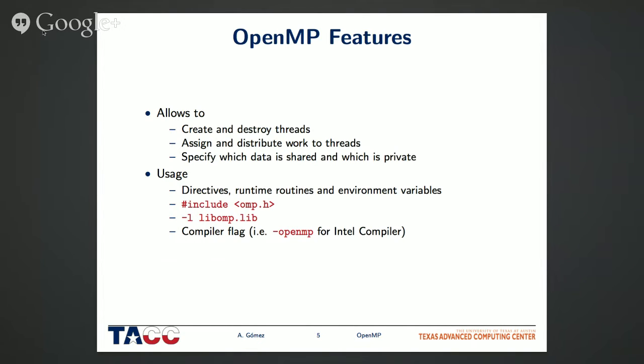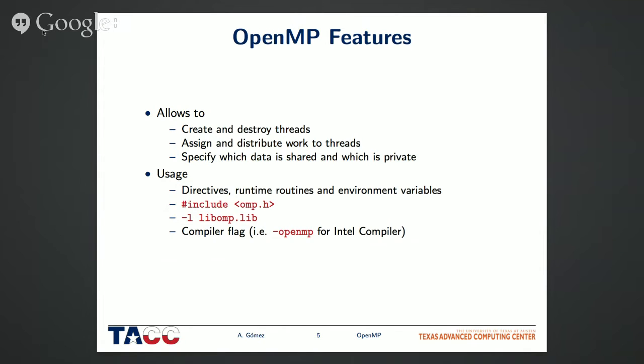So OpenMP is going to allow you to create and destroy threads in a very easy way. Compared to other approaches like pthreads, OpenMP is trivial. You can assign and distribute work to those threads, and you can also specify which data is shared and which data is private. As I said, since all the cores are accessing the same memory, you have to have ways to say this piece of data in the memory is shared by all threads, or I want this piece of data to be just specific to one thread, or all of them to have independent copies of that data.